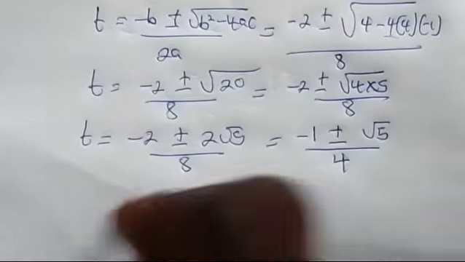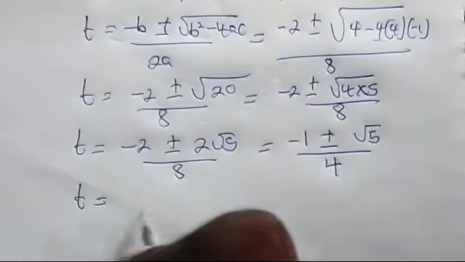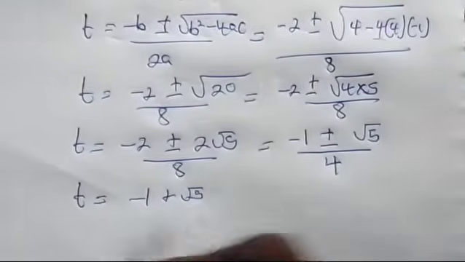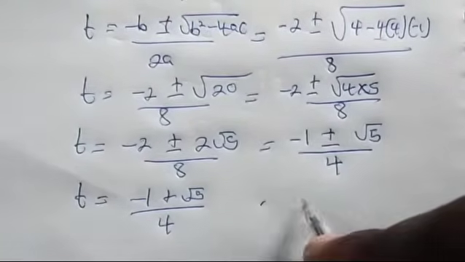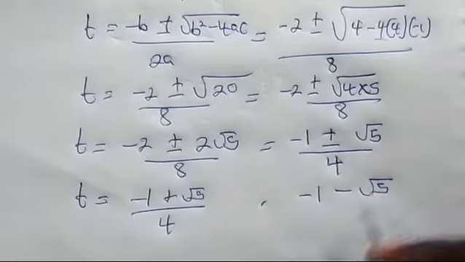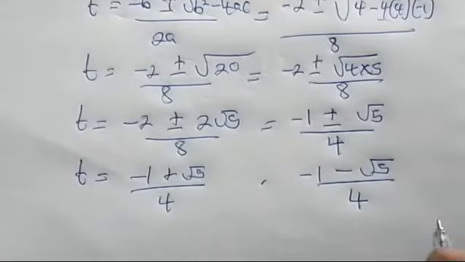So don't forget we have two values for t like that, which is t equals minus 1 plus root 5 over 4, and also minus 1 minus root 5 over 4. So we have gotten three values in total for t.